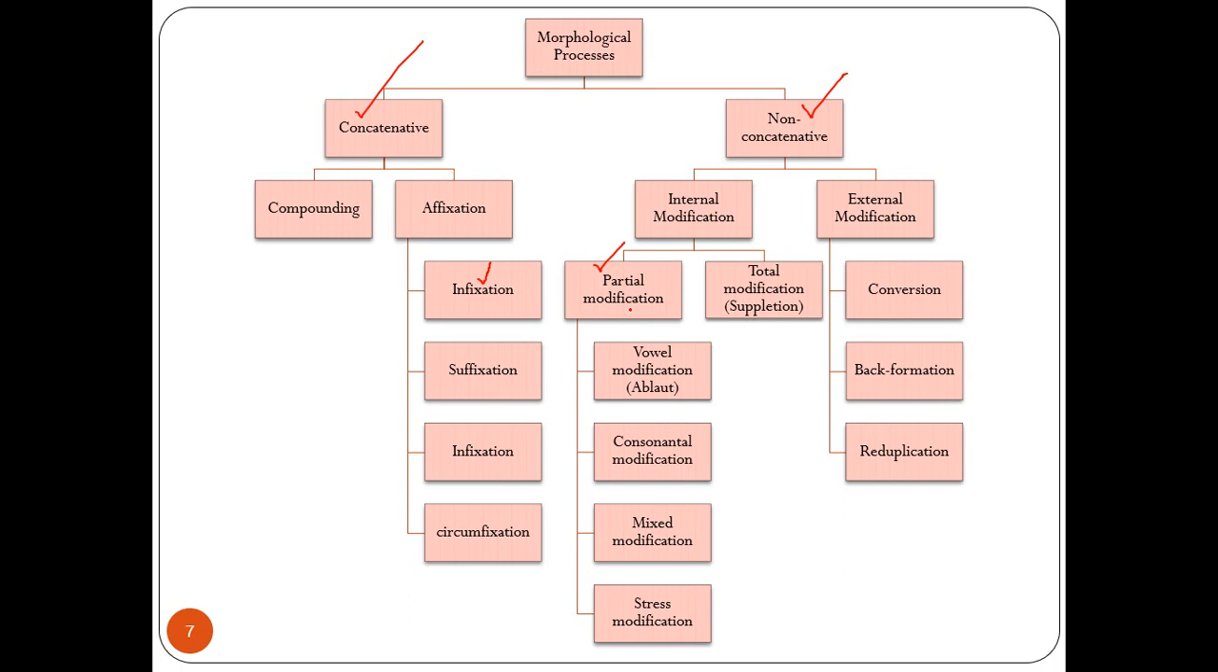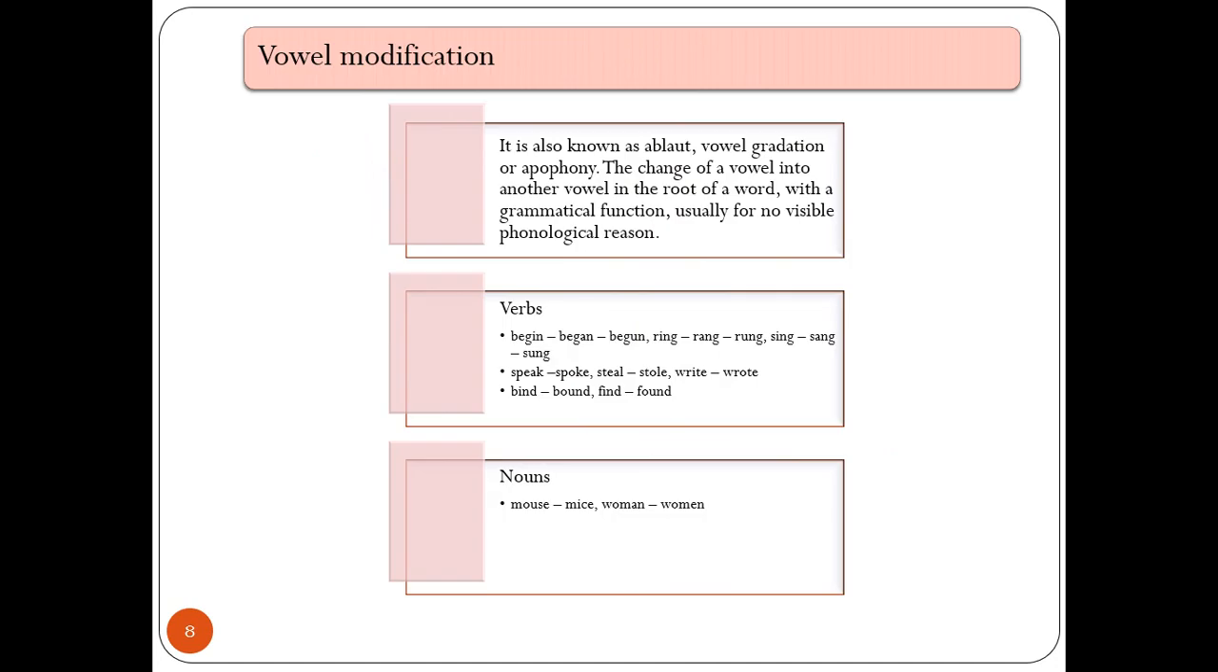For external modification we have got conversion, which you already know, and back formation, that's also quite common to you. Reduplication, this is also quite common to you. So I think there is nothing else. Let's just try to understand the rest of them. I'm not going to explain concatenative processes because they're quite simple and we have already dealt with them in our class. I'm just trying to explain the new terms that we have come across. Let's see what we have.